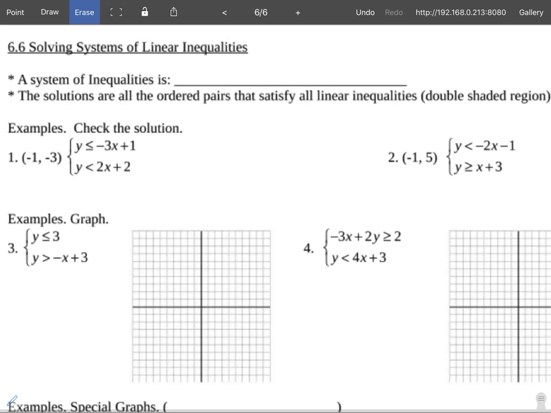Okay, so a system of inequalities is two inequalities, or two linear inequalities, with two variables, or containing two variables.